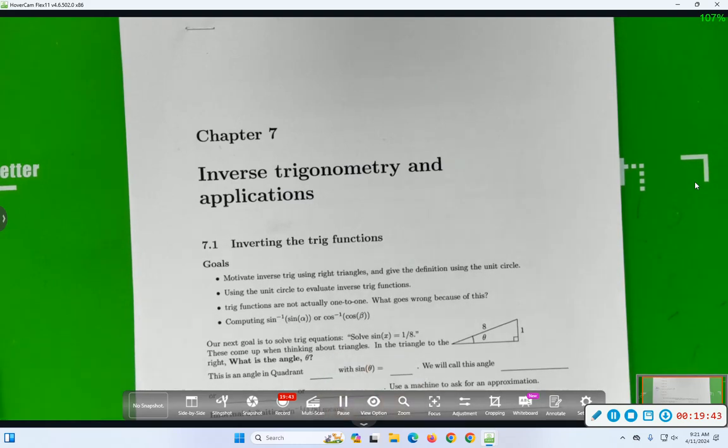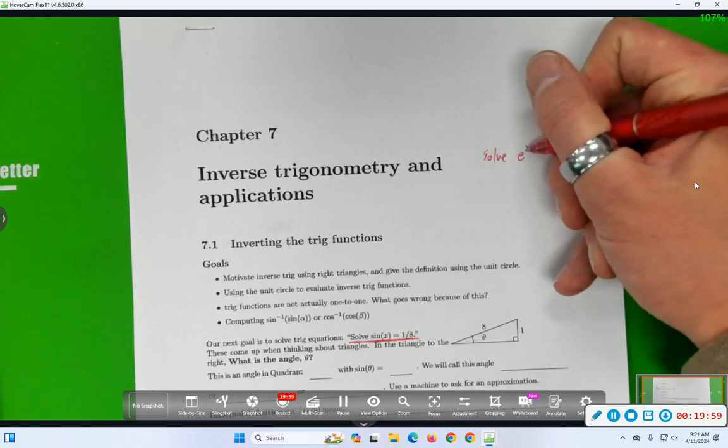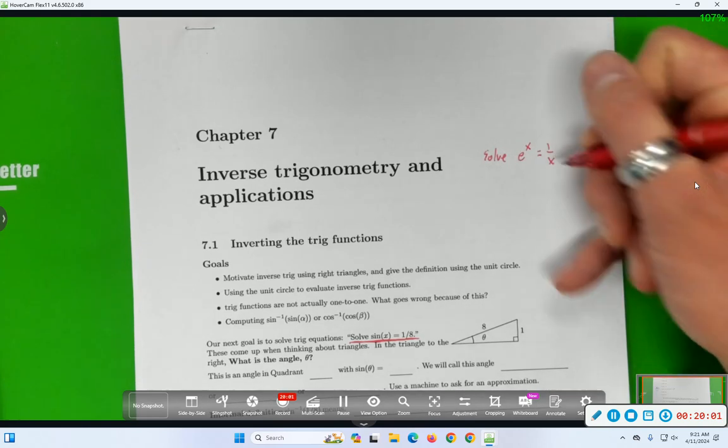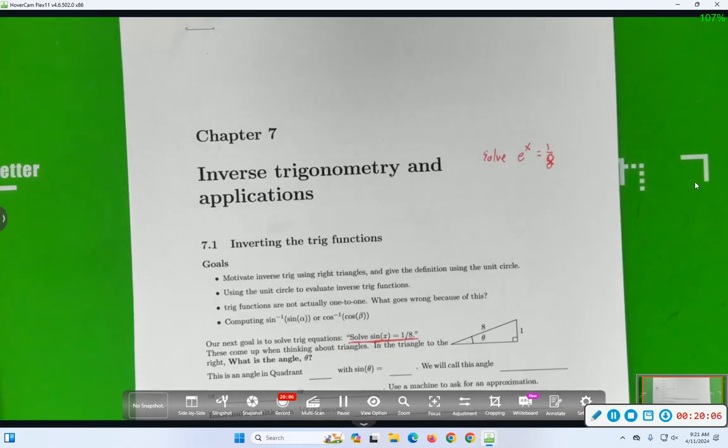Well, maybe a bit of motivation. There's the job of an inverse trig function. Suppose I want you to solve sine of x equals 1. Let's think about that. What if I asked you to solve e to the x equals 1 over 8? What is the solution? What undoes exponentials?